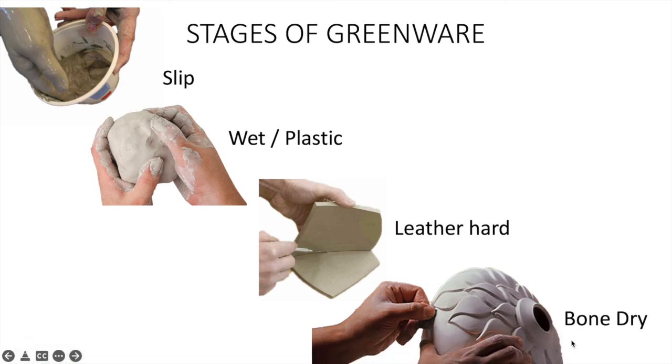That's when it's ready to go into the kiln. You can't really manipulate it other than carving or sanding it, and it is no longer cool to the touch. It's changed color. That's bone dry. So those are the stages of greenware, unfired clay.